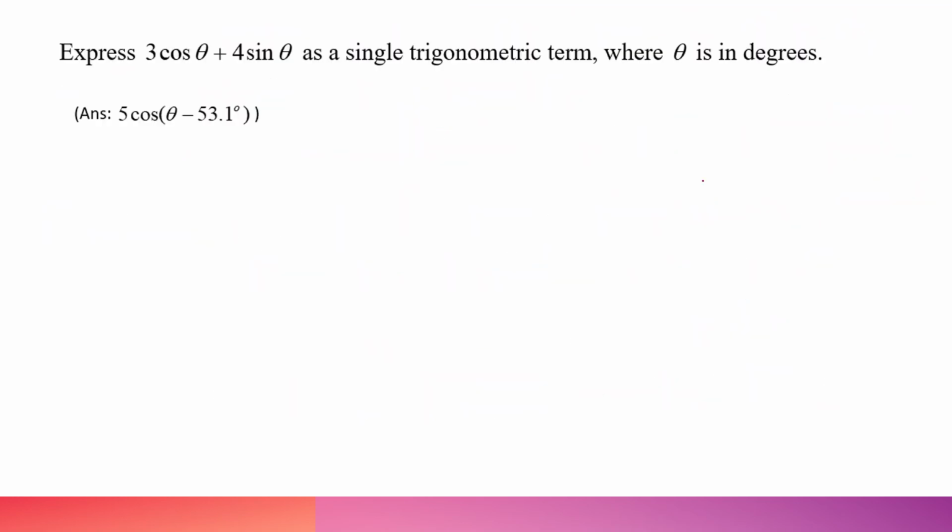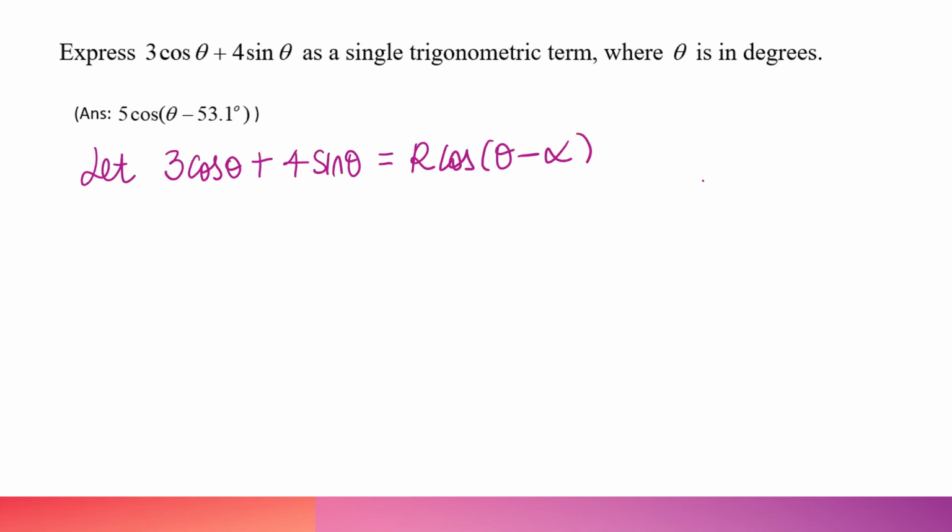Let's do one example. You're given 3 cos theta plus 4 sine theta. So cos theta comes first. So that will be equal to R cos bracket theta minus alpha. If this is a plus, this is a negative. Plus on the left, then negative on the right.